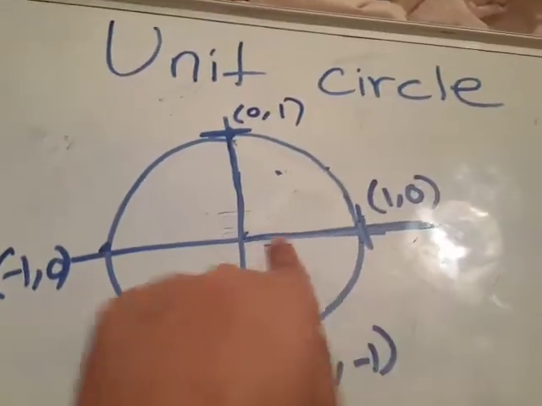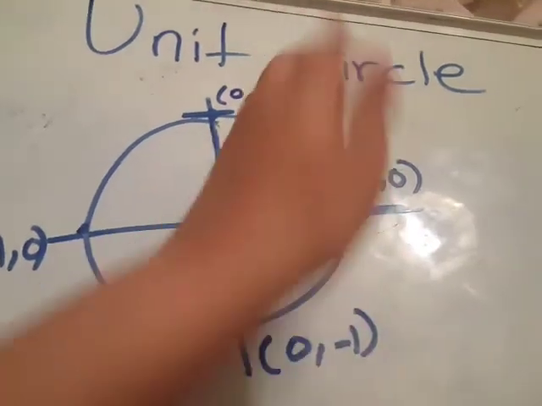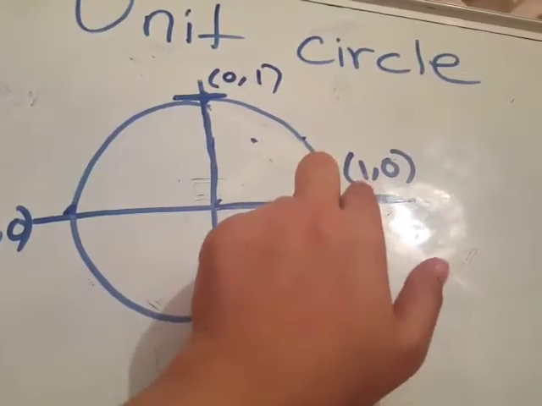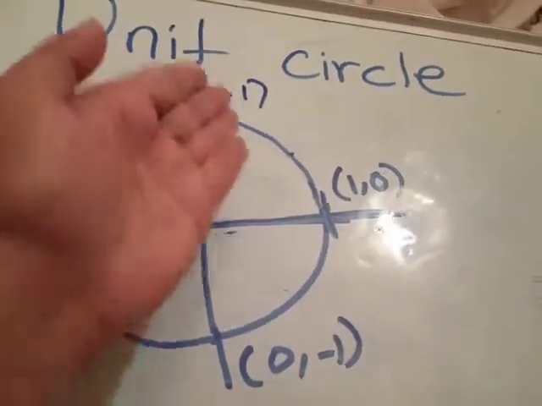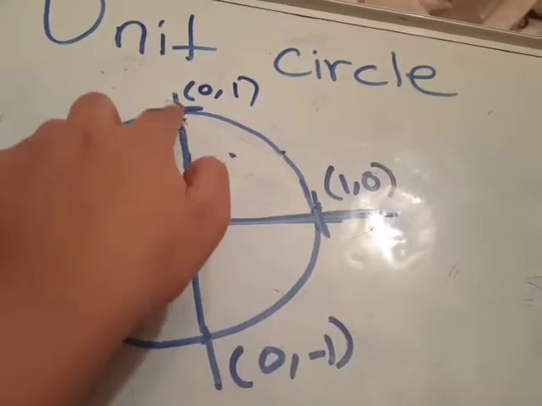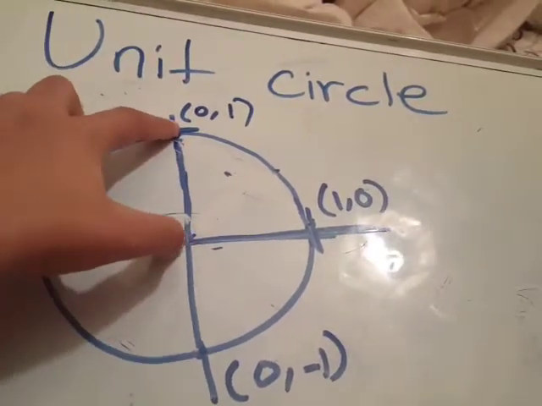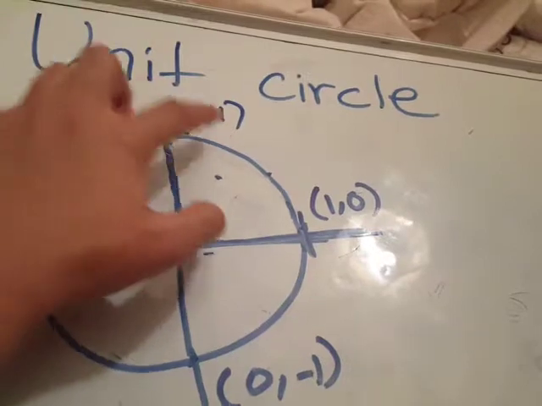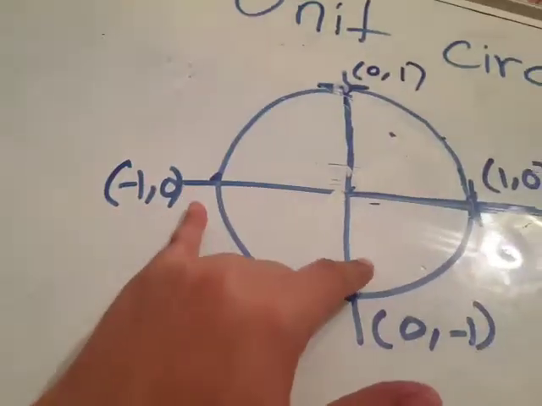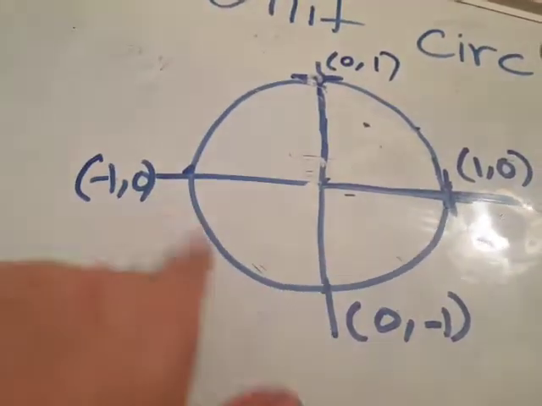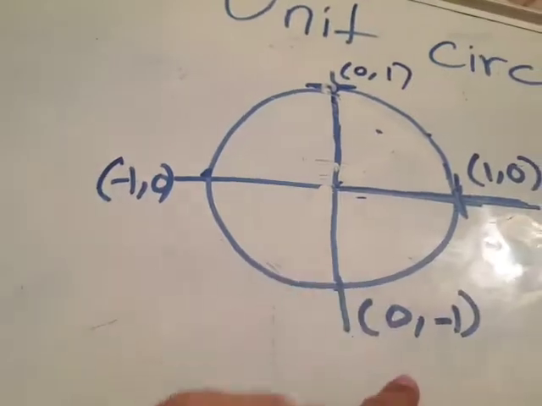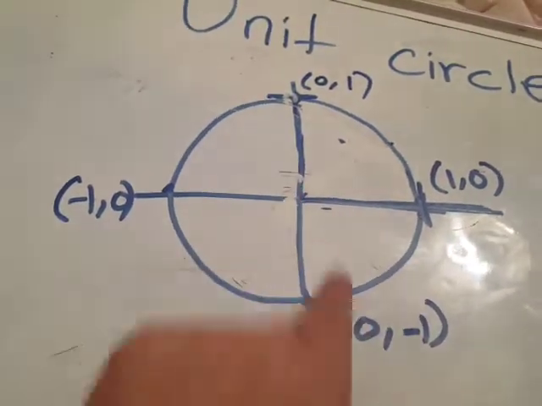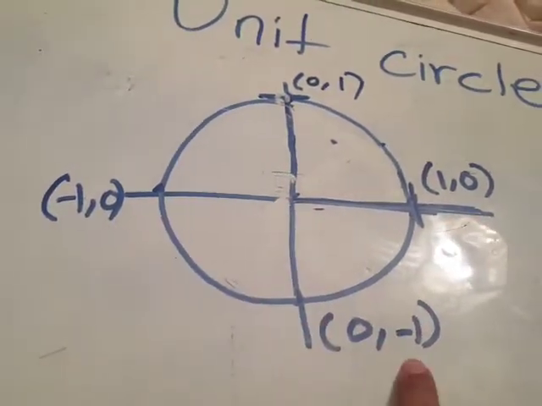Since my x-axis is over here, there is no y component, so y is 0, x is 1. Over here, there is no x component, only the y-axis is here. x is 0 at this point, so 0 and 1. Here it's the negative side you have moved to, so -1 and 0, and over here again x is 0, but the y is on the negative side, which is -1.